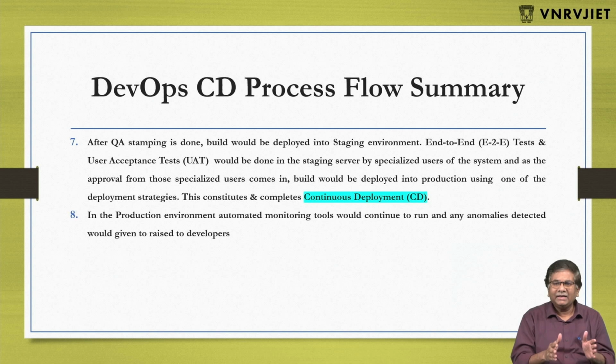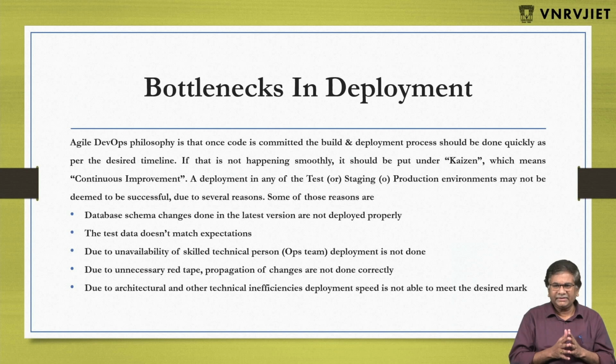Once they are happy, the build will be deployed onto the production server using one of the deployment strategies we discussed a few minutes ago. So this completes the continuous deployment process. In the production environment, automated monitoring tools would continue to run, and any anomalies detected would be reported to the developers. So this is pretty much the flow of things in the CI/CD process.